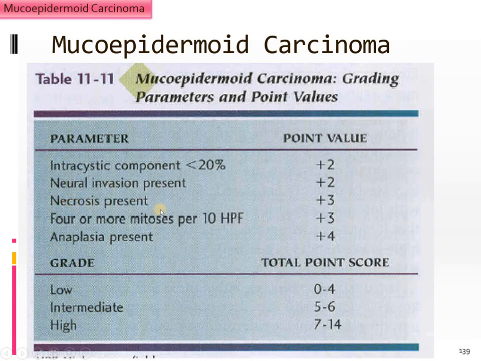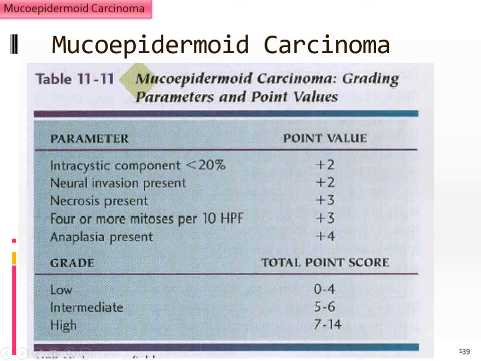You will be able to make out these mucous, epidermoid and intermediate cells invading the nerves. If there is necrosis present, it's a bad sign. We give a score of 3. If you have 4 or more mitotic cells in 10 high power fields, we give a score of 3. If there is anaplasia present, where you are not able to identify what type of cell it is, we give a score of 4. So when you add up all of these, if the score is less than or equal to 4, you classify it as low grade tumor, 5 to 6 as intermediate grade, 7 to 14 as high grade tumor.